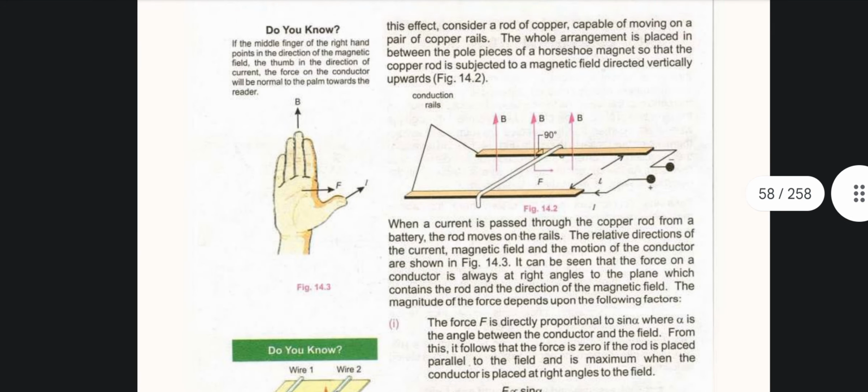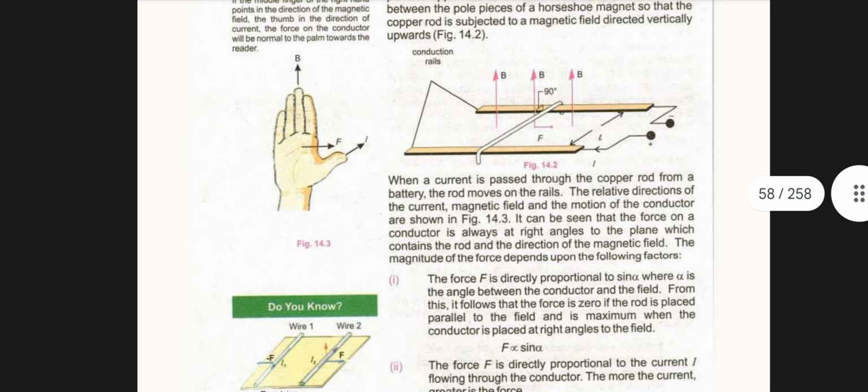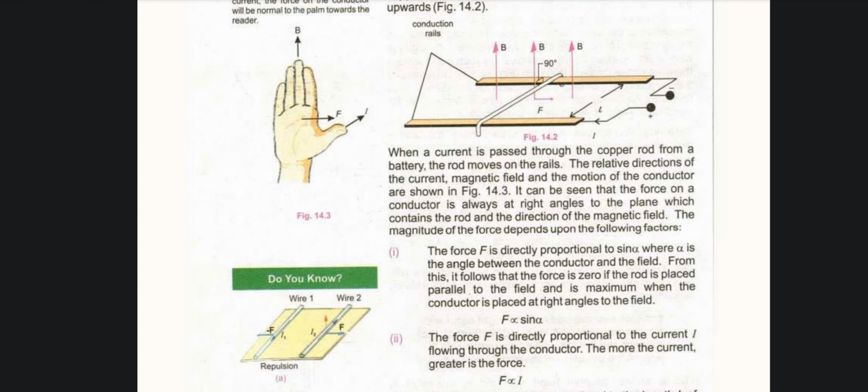To demonstrate this effect, consider a rod of copper capable of moving on a pair of copper rails. The whole arrangement is placed in between the poles of a horseshoe magnet so that the copper rod is subjected to a magnetic field directed vertically upwards. When a current is passed through the copper rod from the battery, the rod moves on the rails. The relative direction of the current, magnetic field, and the motion of the conductor are shown in figure 14.3.